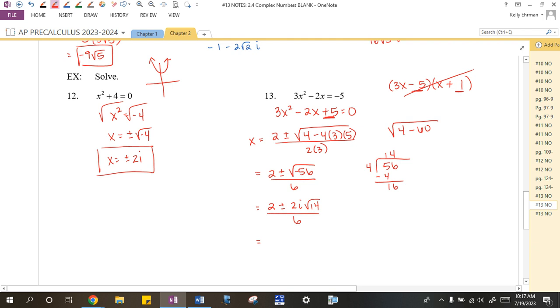And again, if you technically want to put this in correct standard form, you need to separate it out. 2 over 6 is 1/3, plus or minus 2i over 6 is i radical 14 over 3. But if you said 2, 2, and 6 are all divisible by 2, I'm going to accept either answer. The AP exam is going to accept either answer. I would imagine you would just be expected to know that these are equivalent if you're looking in a multiple choice answer. They'll probably write their answers like this, standard form.